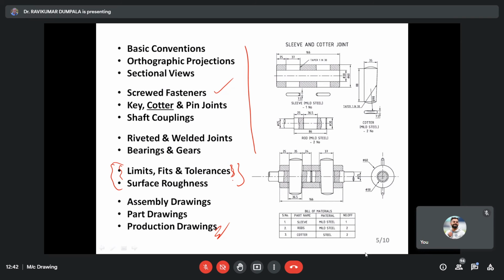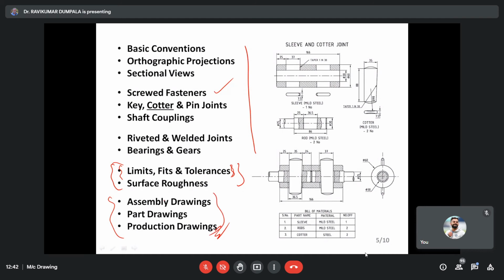Because these topics may or may not be covered during your metrology, and up to what depth, I'll be discussing with respect to the production drawing requirement. Whatever is required for the production drawing, I'll be covering in this limits, fits and tolerances, so that you get some clear idea. And at the end, Nistana sir will teach these things.